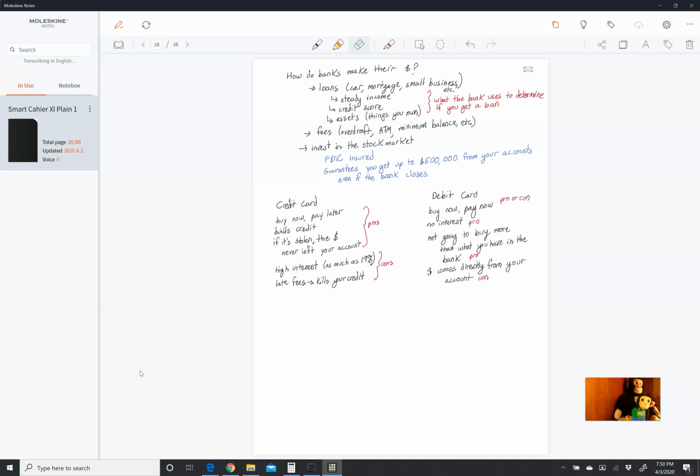Let's start with, let's say, for example, you go into a bank with $1,000. And your account gives 10% interest each year.